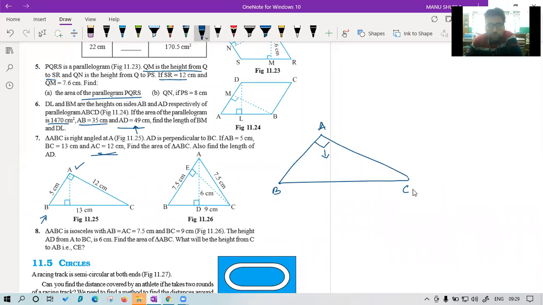Don't confuse this thing. They are saying AD is perpendicular. So AD is perpendicular. I think they forgot to write this D over here. This is the perpendicular on BC. So let's draw a perpendicular like this. We all know perpendicular is a line standing at 90 degrees. So this is your AD.